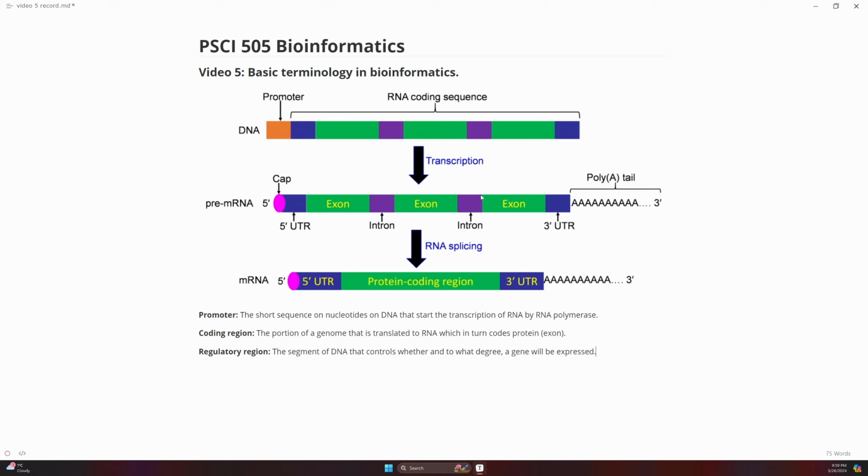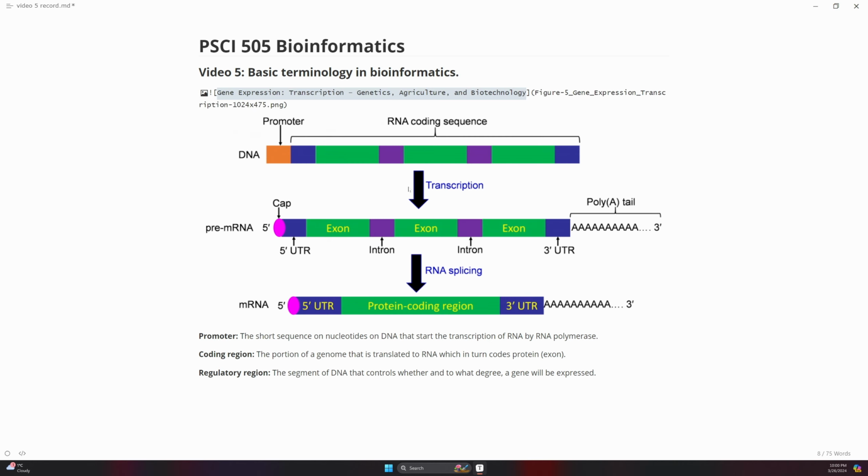However, in recent years, more and more of these non-coding RNA have been shown to actually produce some protein. The coding region is the portion of the genome that's translated into RNA, which in turn codes protein, and that region is also called exon. The regulatory region is a segment of DNA that controls whether or not, and to what degree, a gene will be expressed. In other words, these regions do not produce protein, however, they control protein production.